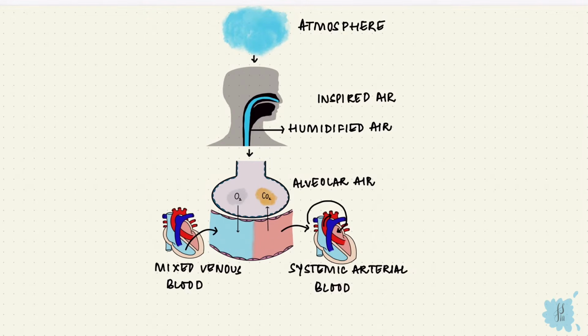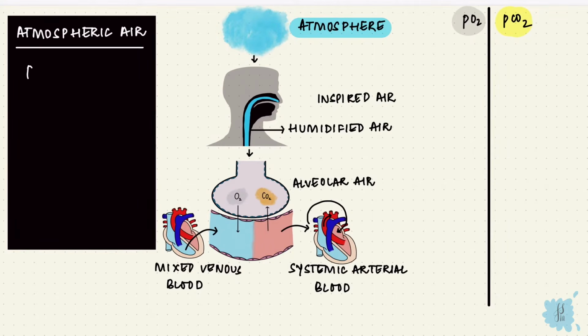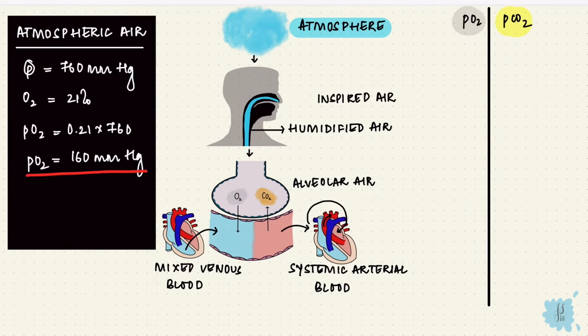So let's look at the partial pressure of oxygen and carbon dioxide at each step. First is atmospheric air, which has a pressure of 760 millimeters of mercury, and oxygen is 21%. So the partial pressure of oxygen is 21% of 760, which is 160 millimeters of mercury. For practical purposes, that of carbon dioxide is 0. This is the same as the next step, the dry inspiratory air.